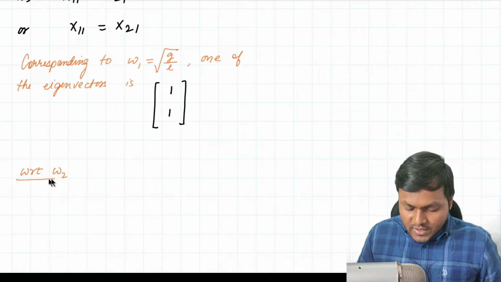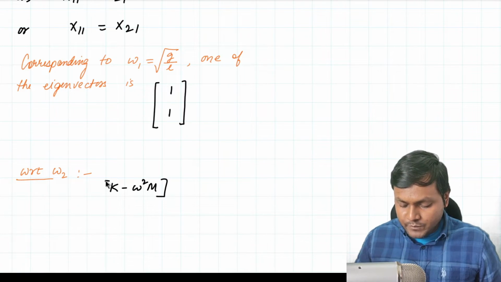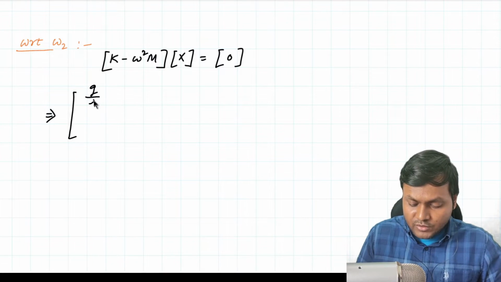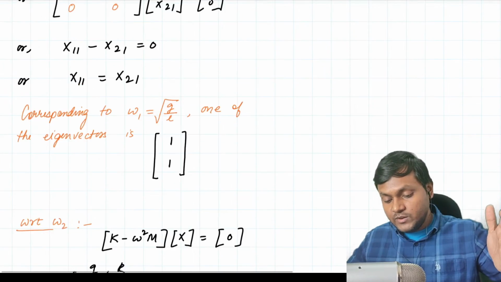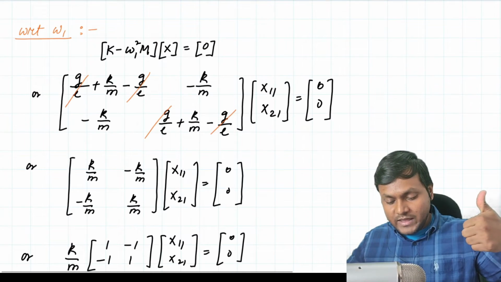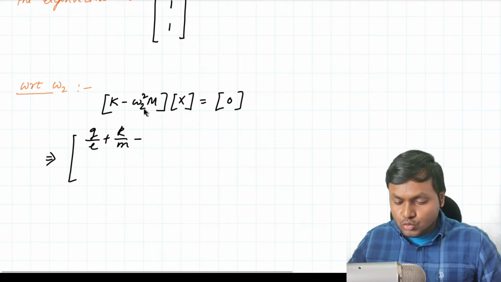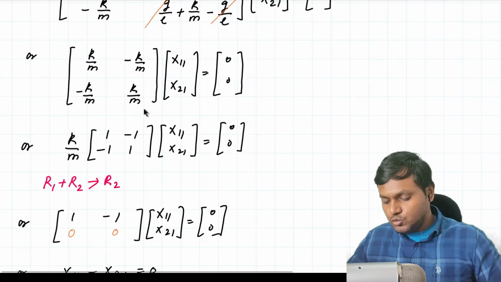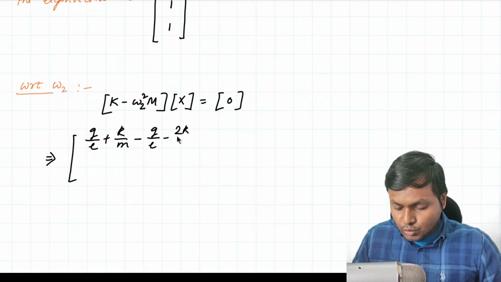With respect to omega 2, I can do the same thing, that is k minus omega square m, and then you have an eigenvector equal to 0, 0. What was k? K was g upon L plus k upon m minus omega square m, which is just omega square because m is 1. So omega 2 square is g upon L plus 2k upon m. Here I have to write minus g upon L minus 2k upon m.